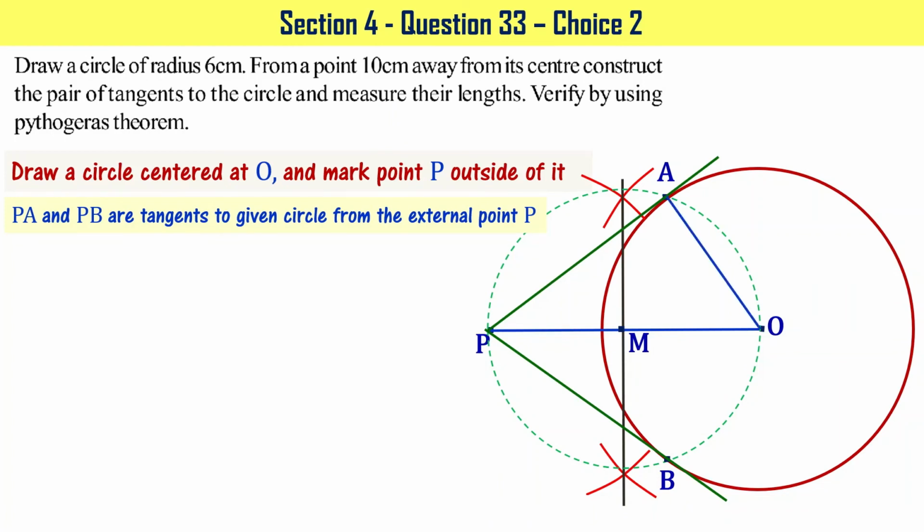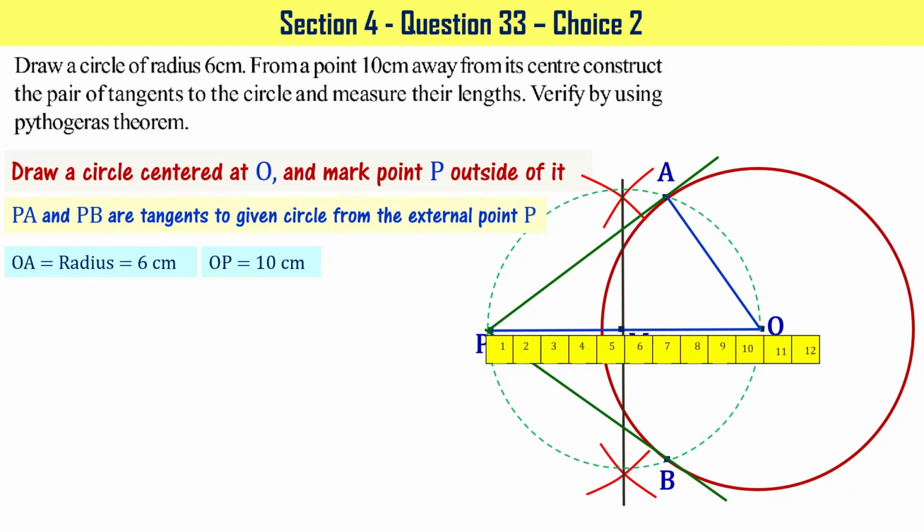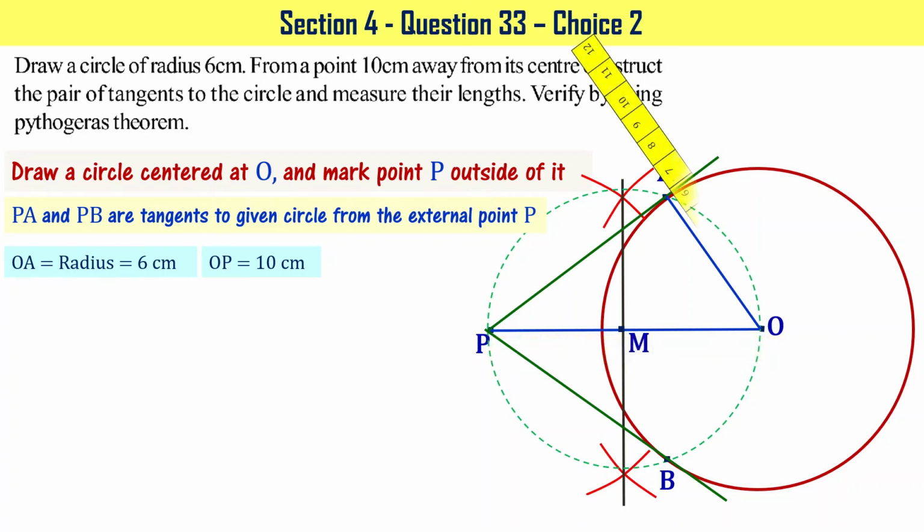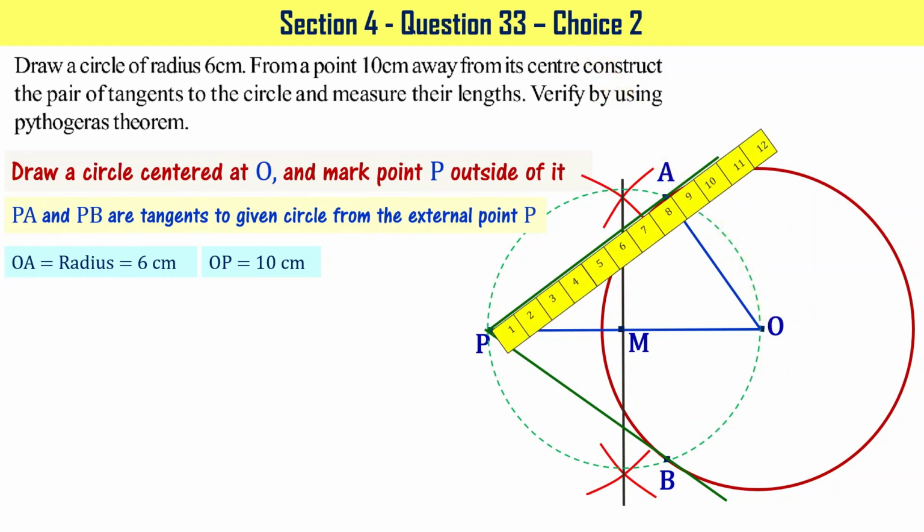Let me connect A and O. That is your radius. OA is the radius, equal to 6 centimeters. And we know OP is 10 centimeters. Quickly, let's take a measure of these. OP is 10 units on this scale, and AO is 6 units. Now let's take the measure of AP. That is 8 units. Let's take a note of that.